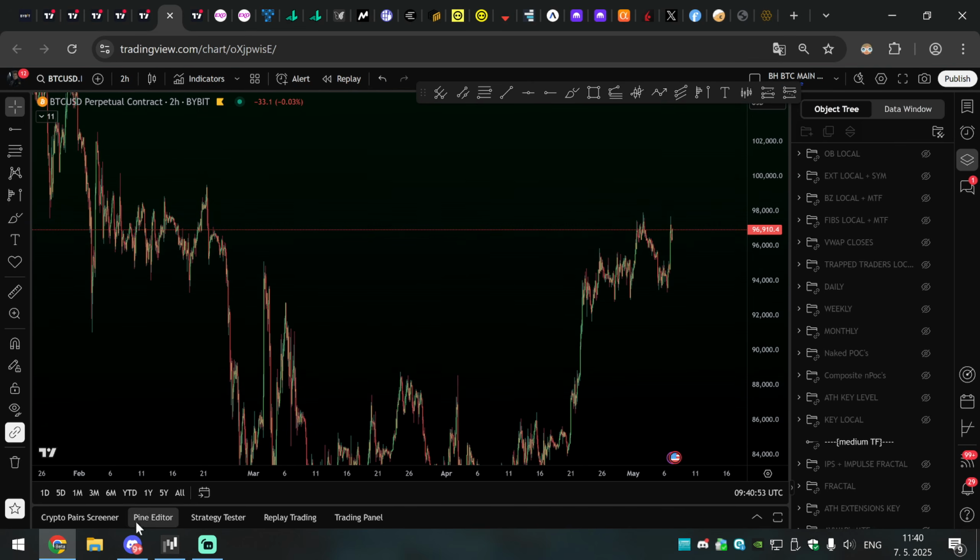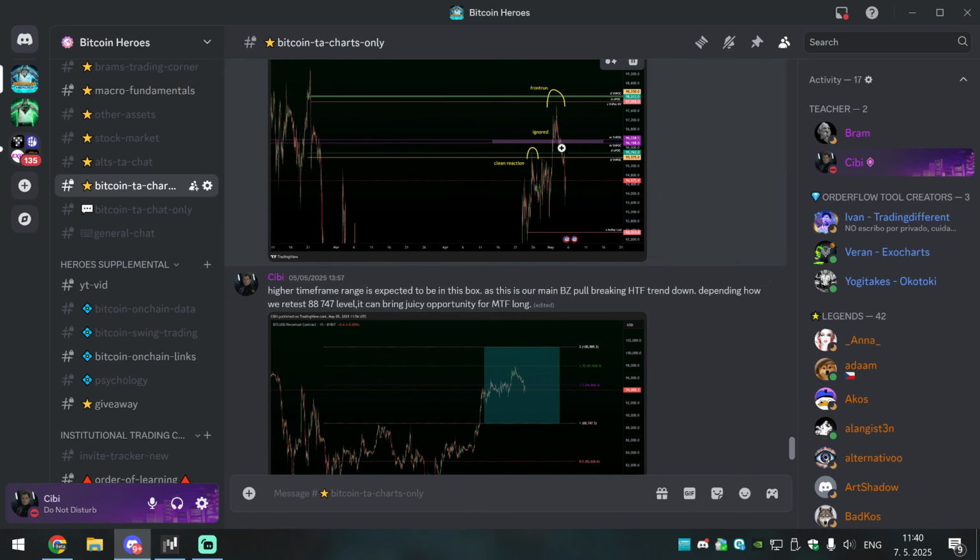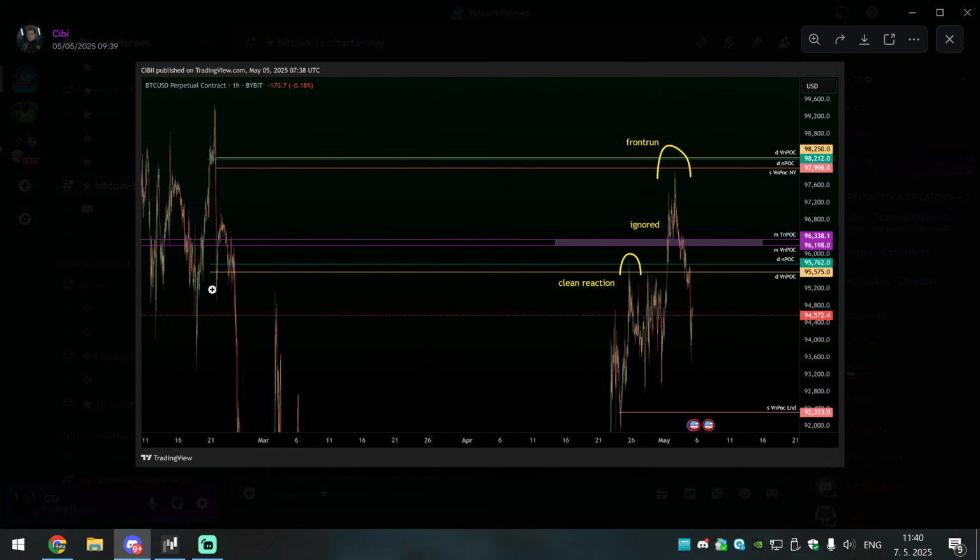Everything makes sense. One more post about naked points of control. You can see their work really well, especially if you have enough trapped traders, you are getting easy reaction. So this was a clean reaction from here. Monthly one was ignored, but we still have multiple naked POCs here, and this was getting front run in the area on Friday, yeah, when we were shorting. But it's okay, we've got other levels and order flow reasons to go short here.